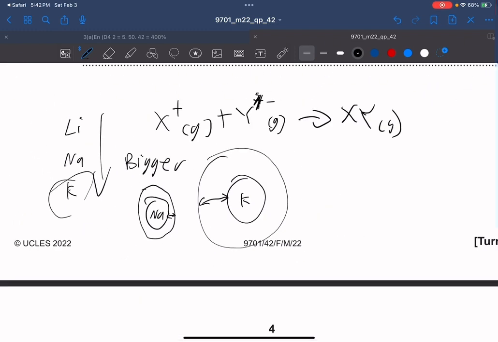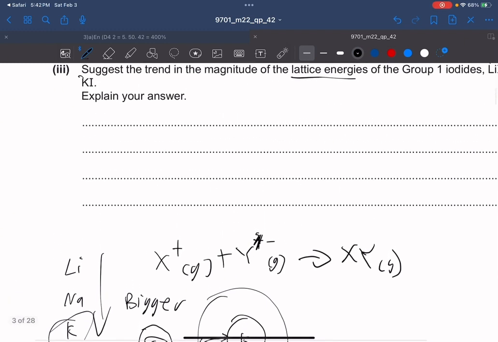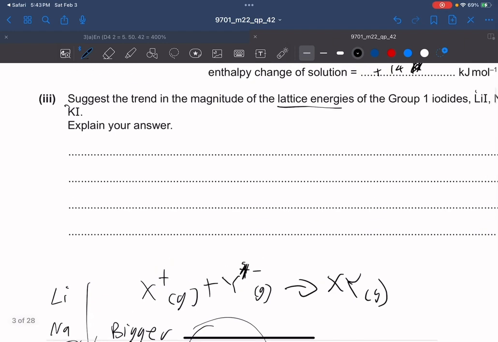That means that Na has a lower volume, and that means that the charge density is going to decrease down the group, because as you get a bigger volume, the charge is more spread out, it's less dense, less concentrated. So what that suggests is the magnitude of our lattice energy is going to be smaller, because that ionic bond, or the electrostatic attraction between the ions, is going to be less. So that's actually our answer.